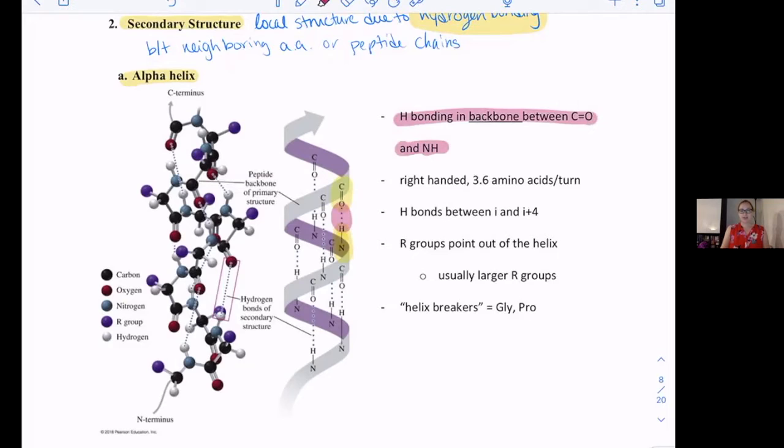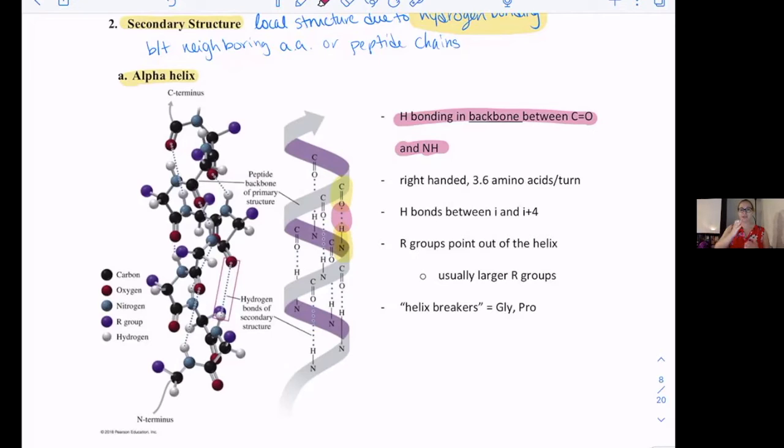These alpha helices are always turning right-handed. So the direction of the spin is always the same. And it's almost always 3.6 amino acids per turn. So it takes 3.6 amino acids to go 360 degrees around, and keep doing that. So the hydrogen bonds are between I and I+4.